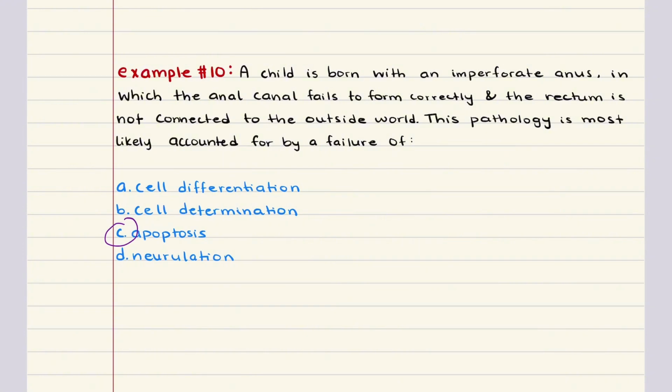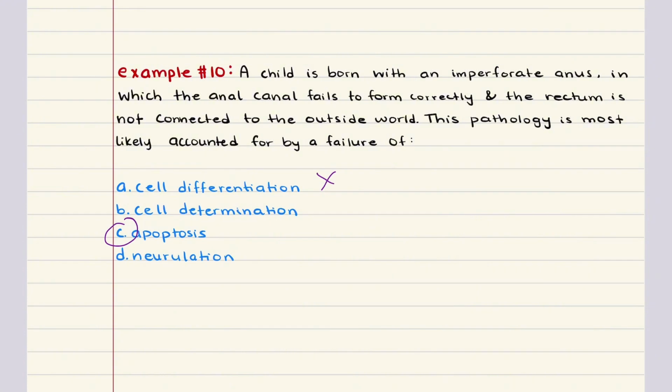So A says cell differentiation. This refers to when cells take on specialized roles, like becoming epithelial cells or muscle cells. That's important for forming tissue types, but a problem here wouldn't directly cause a mechanical blockage of the anal opening. Choice B says cell determination. Now, this comes before differentiation.